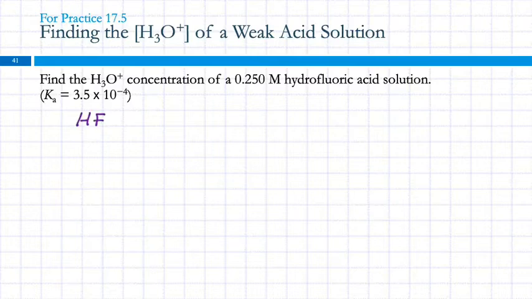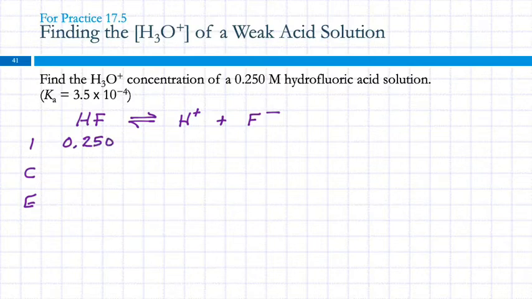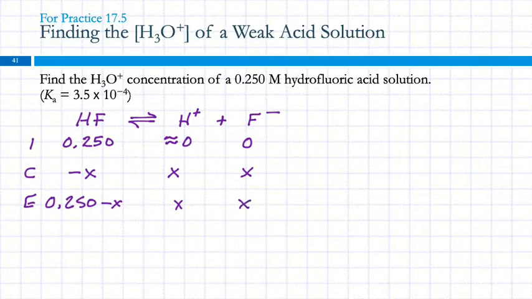So I like to put the reactants and products in here, kind of identify what I'm doing in my ice table. So the initial concentration of the hydrofluoric acid is the stated concentration, 0.250. For hydrogen ion or hydronium ion, it's approximately 0, and for the fluoride, it's 0. So some of the HF is going to ionize, so we're going to lose x of that, and we're going to gain x of this and x of that. So we end up with 0.250 minus x, x, and x.